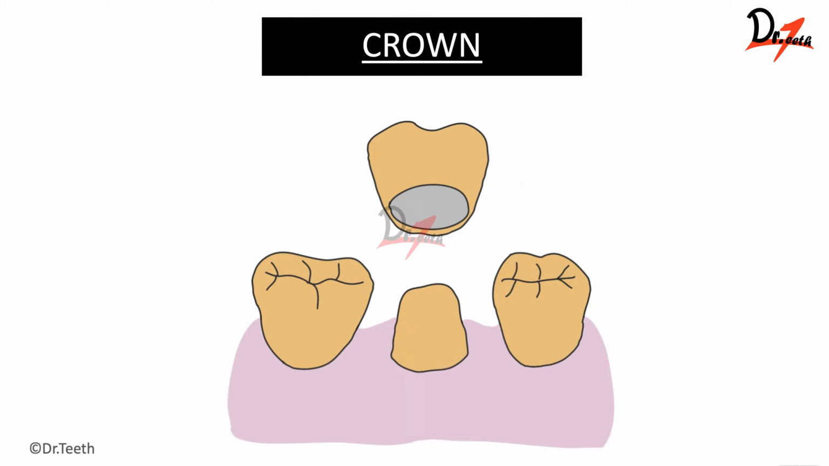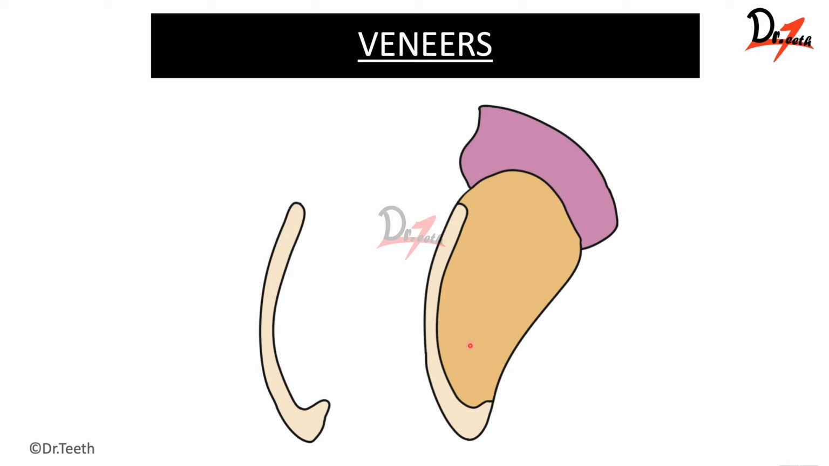So this is crown. Now let us see what are veneers. In this picture you can see this is the veneer and it is cemented to this part of the tooth. Veneers are prostheses made of ceramic. They can also be made of composite, and they are used as a thin layer over the facial surface of the tooth. So this is the facial surface of the tooth, and the veneer will be a thin layer cemented to the facial surface of the tooth. Primarily, veneers are used for aesthetic reasons.